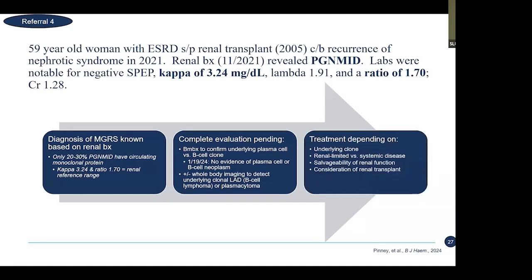So if we have the diagnosis of MGRS, really treatment depends on, one, the underlying clone, whether it's B cell or plasma cell. And then as Dr. Malik has already touched upon a bit, not always do we actually need to treat if it's renal limited, whereas if it's systemic, we should be treating this. If it's renal limited and the kidneys probably can't recover, then maybe we'll be doing more harm than good by treating. So salvageability of renal function is important to consider, as is whether or not this person will be going to transplant. If someone gets a transplanted kidney, then we probably want to treat to prevent the recurrence of it.